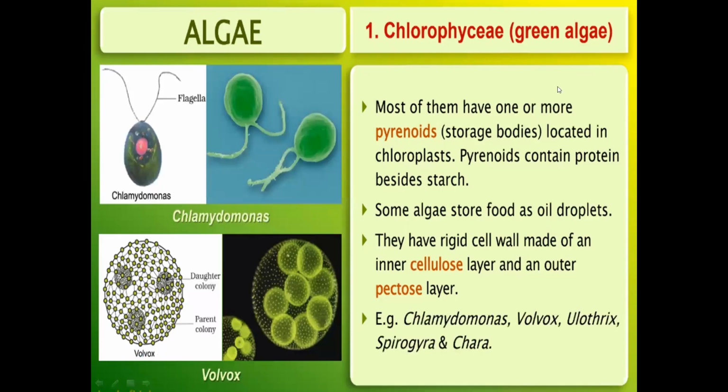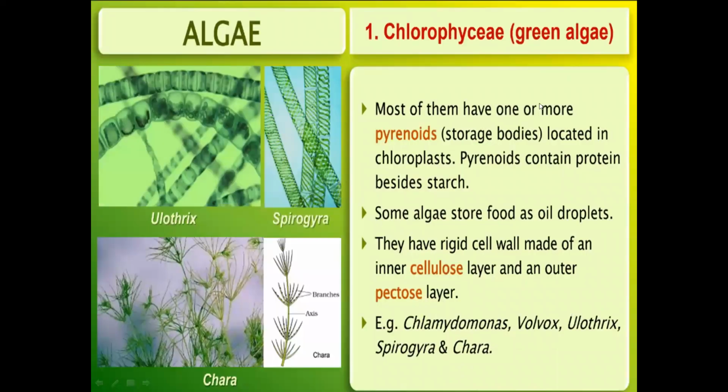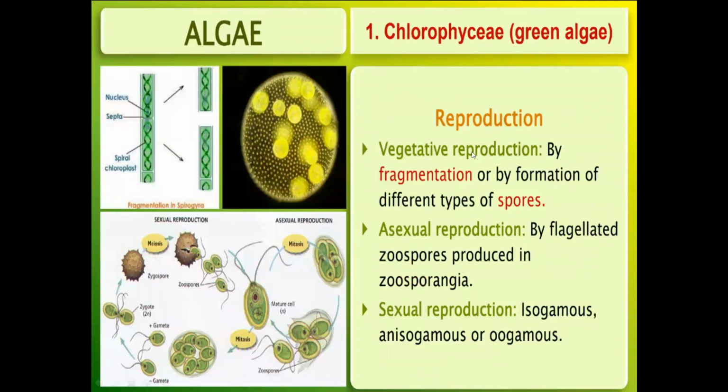Next we have Chlorophyceae, green algae. Most of them have the same points. Examples are Chlamydomonas, Volvox, Ulothrix, Spirogyra, and Chara. So write these examples. Then reproduction: vegetative reproduction is by fragmentation or formation of different types of spores. You can see fragments, or formation of spores. See here, spores are formed.